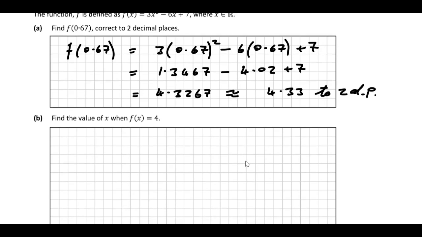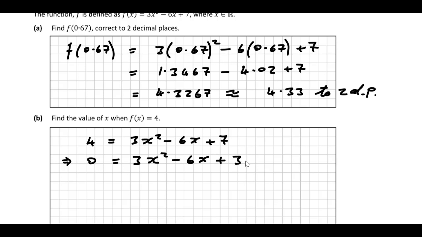Okay, find the value of x when f of x is equal to 4. So f of x here is just going to be equal to 4. So you write down 4 is equal to 3x squared minus 6x plus 7, and you've just got to solve this. So let's get rid of that 4 first. Subtract 4 from both sides. That's 3x squared minus 6x. Subtract 4 from 7, and you're left with 3 there. What you can do next here, I've just spotted that you've got a 3 here, a 6 here, and a 3 here. So we can divide across by 3.